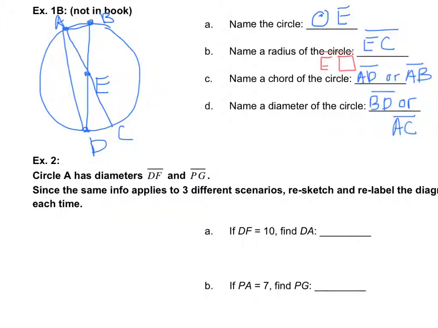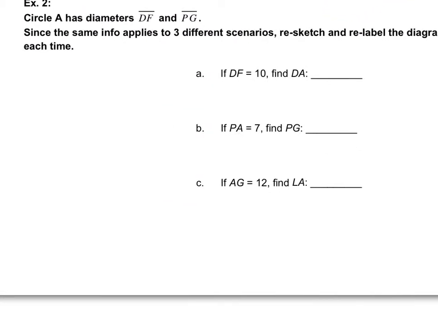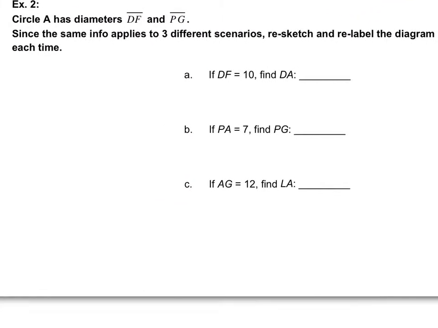So as you can see in this diagram, you guys, or in this problem, the same information that's used here in example 2 in your textbook, they're actually giving you the same diagram and then a bunch of different scenarios of beginning measurements. So I think it really makes sense for you guys to redraw and resketch and relabel the diagram each time, as I've said for you to do here.